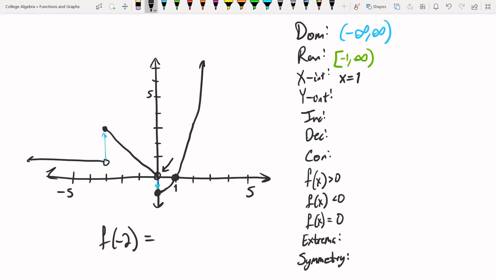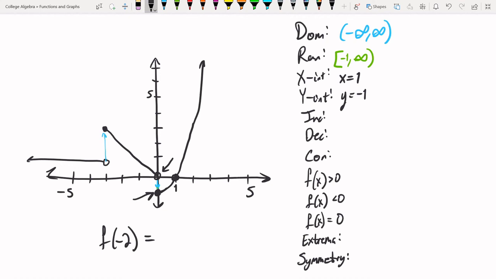Y-intercepts is where the function crosses the y-axis. It's right here. And that's going to be at y equal to negative 1. That's the only one there. And it is, in fact, crossing at that point because there's a closed dot on that spot.